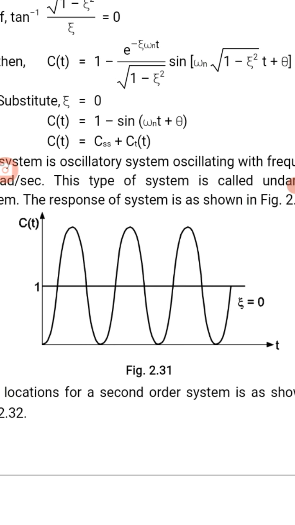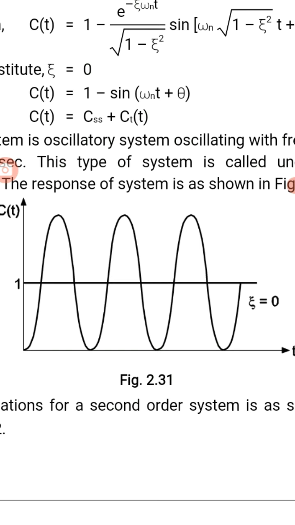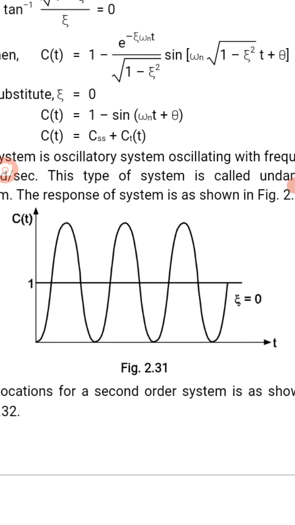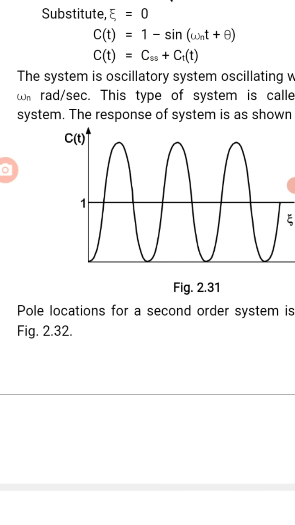So if zeta is equal to 0, for no damping, the system is oscillatory. It is a 1 minus sine wave type of output. It is not exactly a sine wave, it is 1 minus sine wave. So figure 2.31 shows the undamped response.